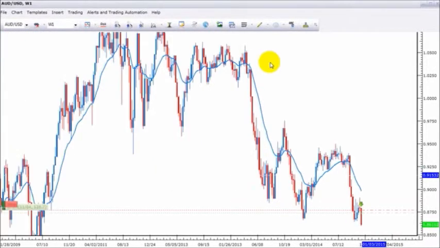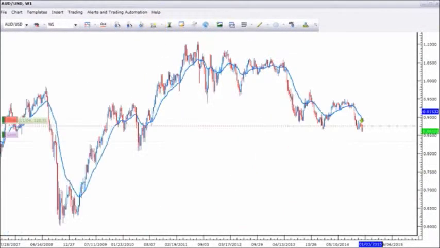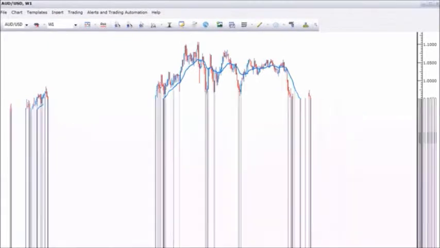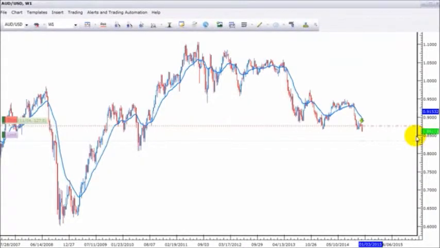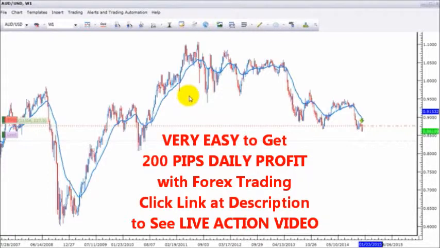So where am I looking for the market to go? I'm looking for the market to go at least down to here. I do think the market could stop right around here, which is just around 86. Of course, being that we have the big figure at 85, the market could stop there as well. And so that's a possibility that the market will slow down there.